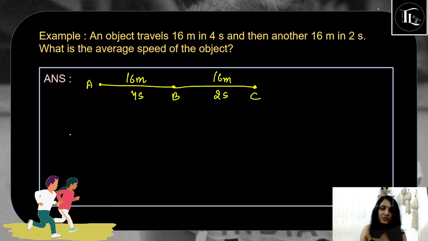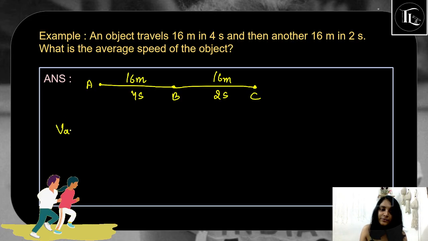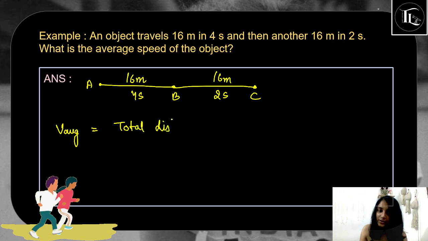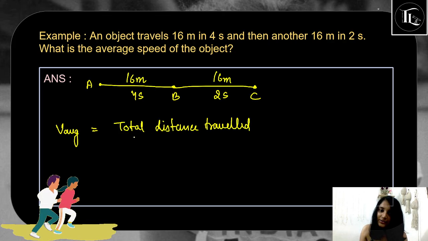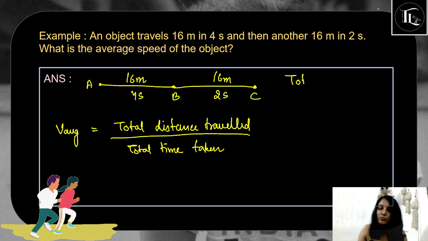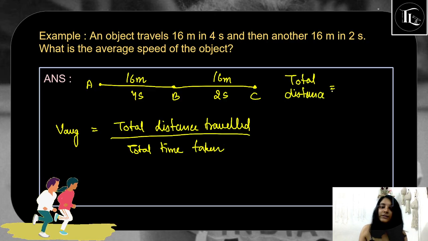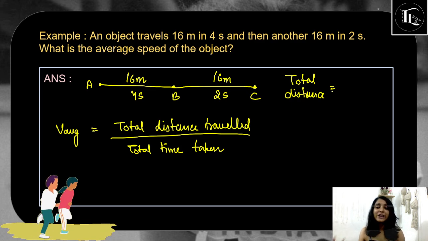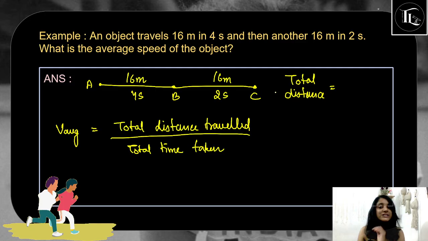So you should know the formula. V average is total distance traveled by total time taken. This word total is very important. What is the total distance? Irrespective of whether it is A to B or B to C, or in how much time we are taking it, just add it up.